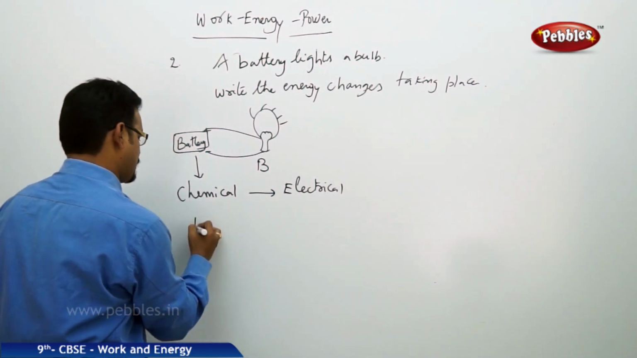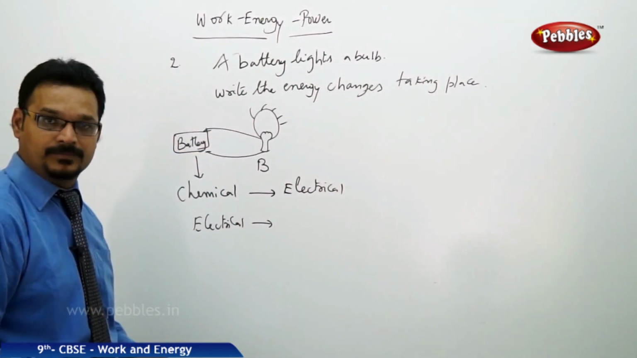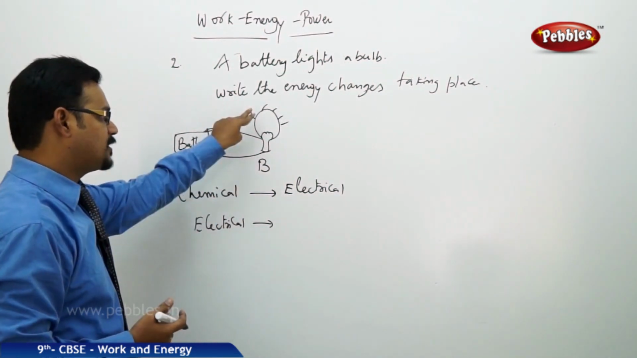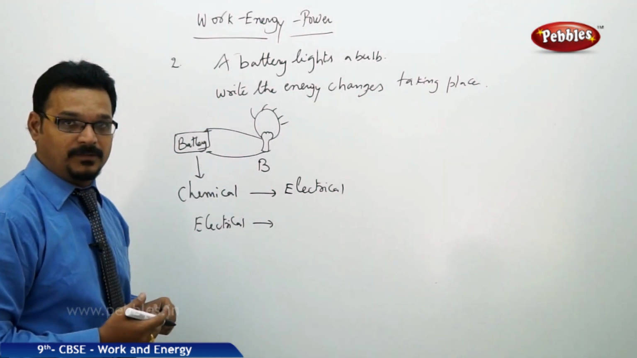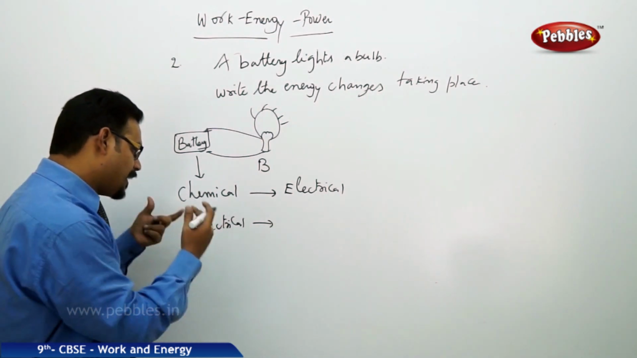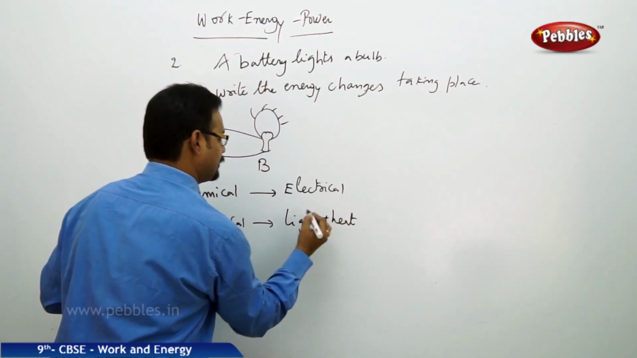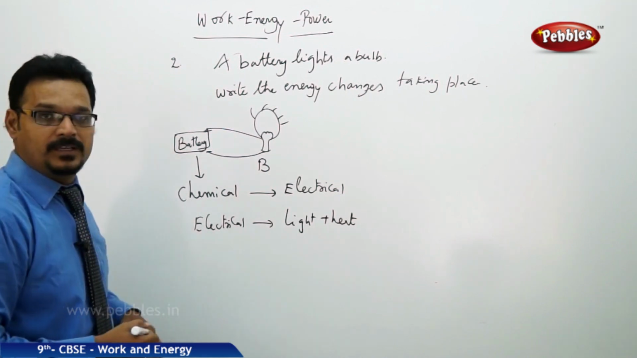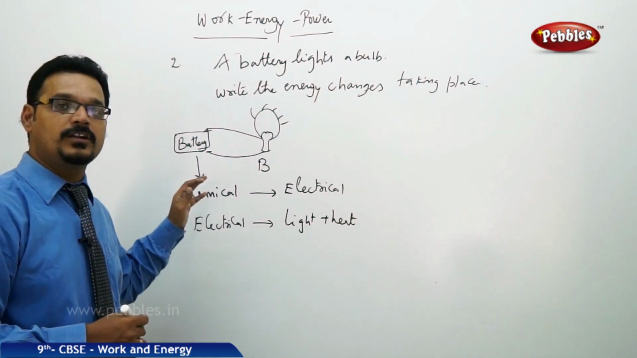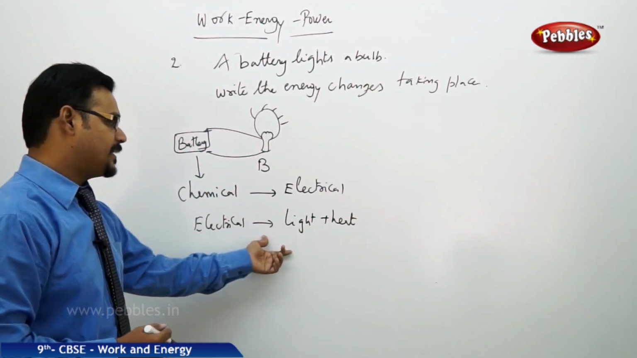Now the electrical energy is supplied to the bulb, and the bulb glows. The bulb glowing means it gives you light energy, and after some time if you touch the bulb you feel hot. That means in addition to light energy, you are also getting heat energy. So the electrical energy converts to light and heat. These are the energy conversions happening, and here we can confidently say that energy is conserved, not wasted at all. So chemical to electrical in the battery, and in the bulb it is electrical to light and heat.